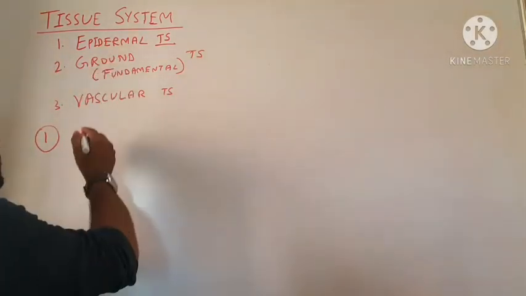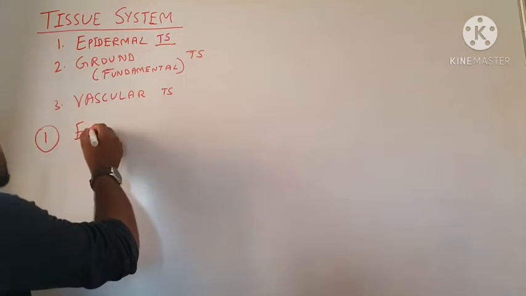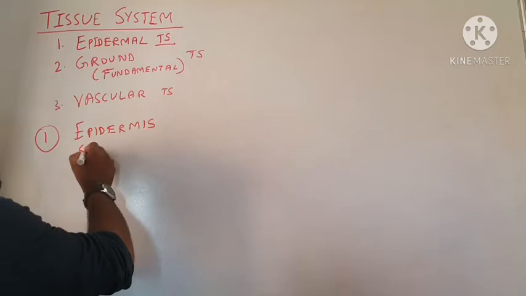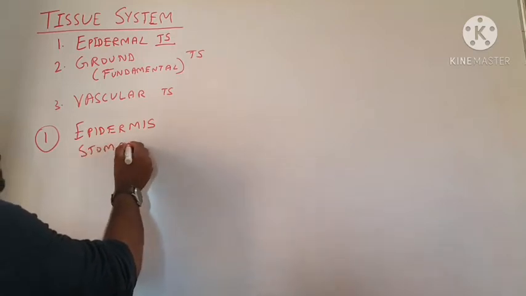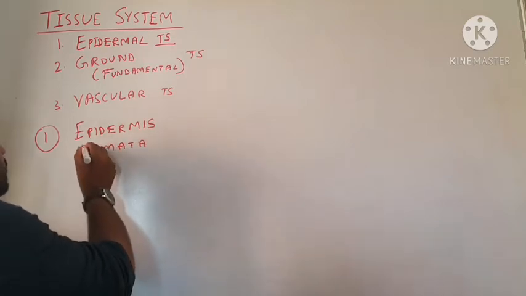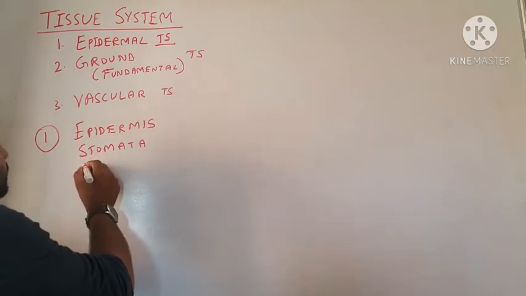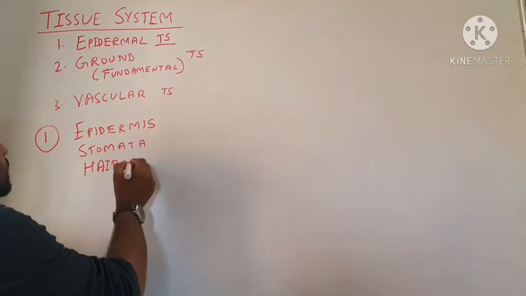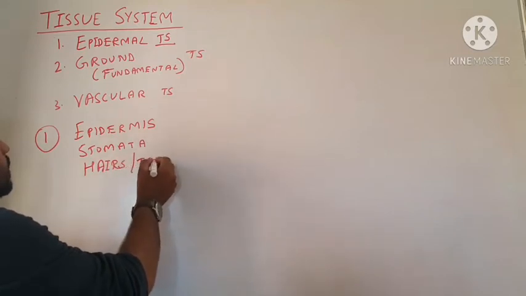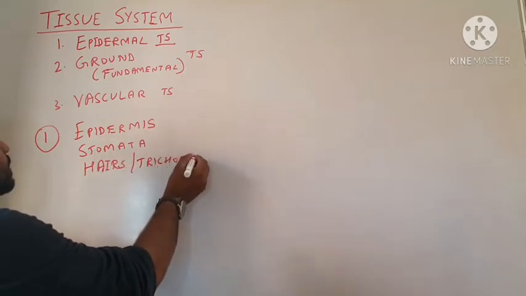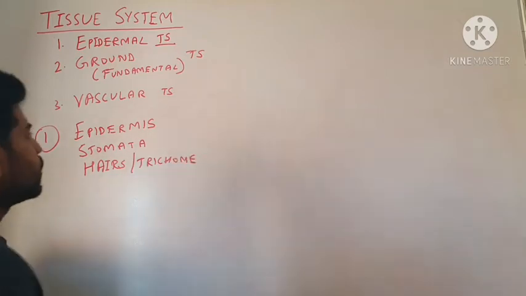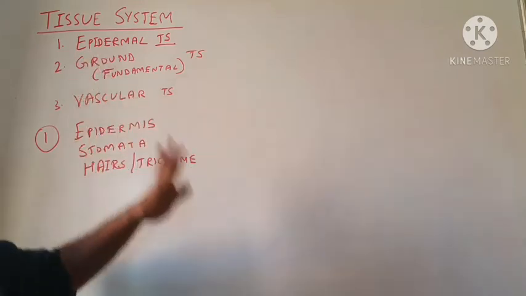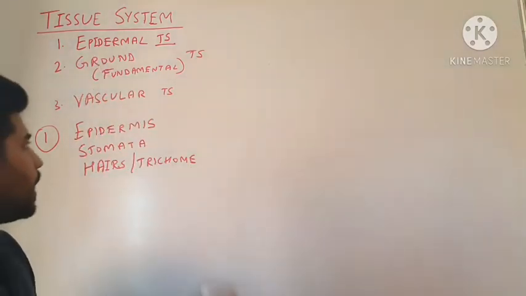The epidermal tissue system consists of the epidermis, the stomata and the hairs or the trichome. So together this constitutes the epidermal tissue system.